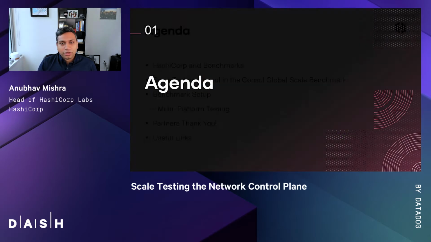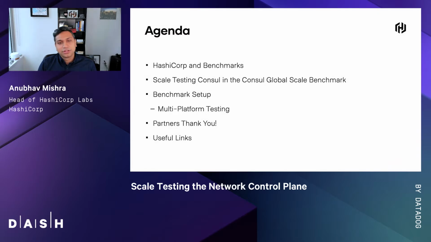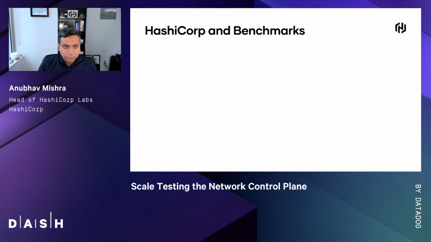All right, so a bit about what we're going to talk about today. The agenda is pretty straightforward. We'll talk about some of HashiCorp's history with benchmarks, and talk about scale testing Consul in the Consul Global Scale Benchmark. This is the benchmark that we did earlier this year. We'll discuss the results, the benchmark setup, how we use Datadog, and some of the multi-platform testing we did with it. And then we'll conclude the talk by thanking the partners and sharing some useful links, like the report that we published about the benchmark and also the GitHub repo that has all the configuration in it.